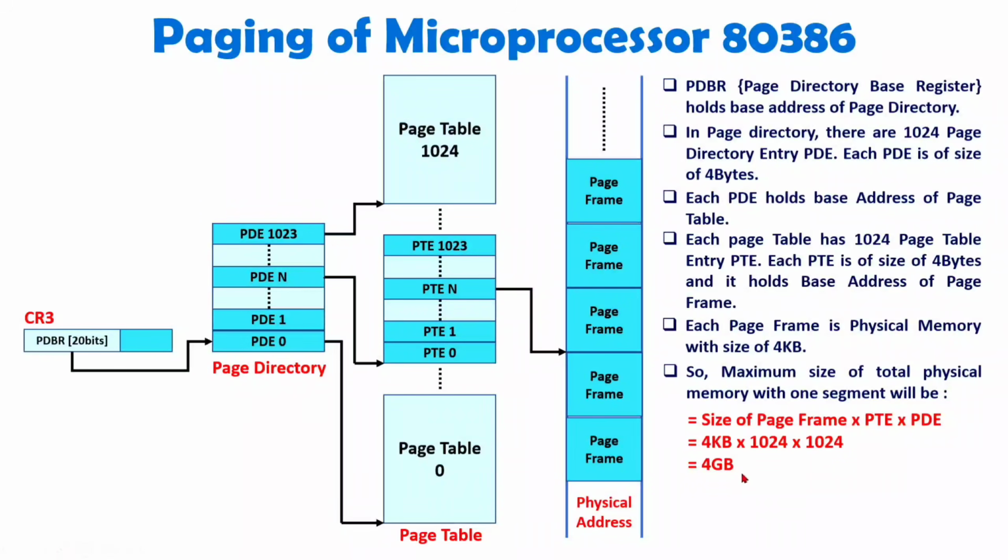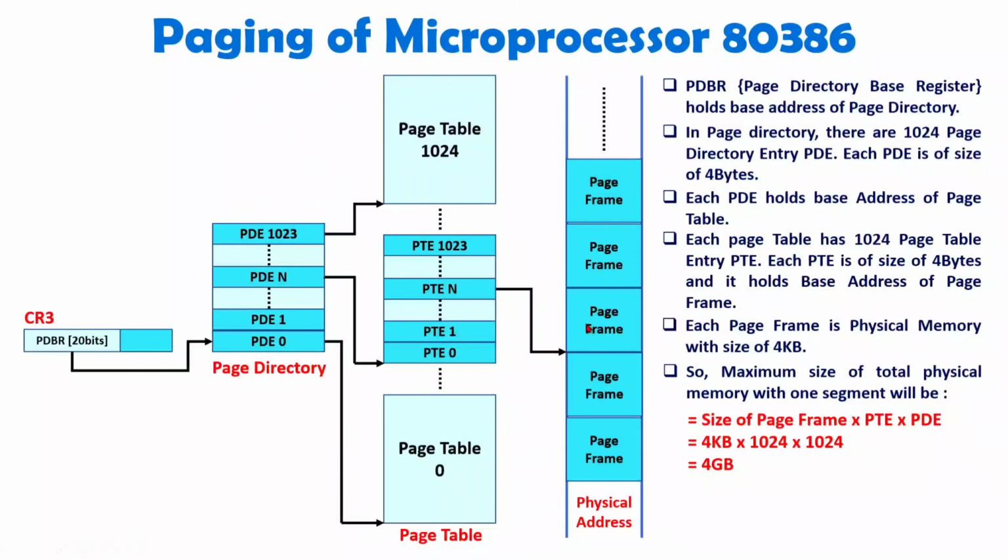So now my dear students, we need to understand the format of the page table entry and the page directory entry, which will explain how it indicates the address over here, right? Like the page directory entry holds the base address of the page table, and the page table entry holds the base address of the page frame.